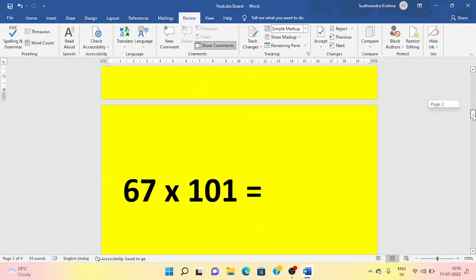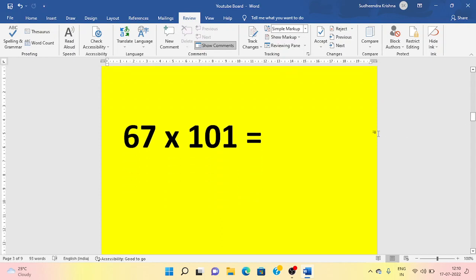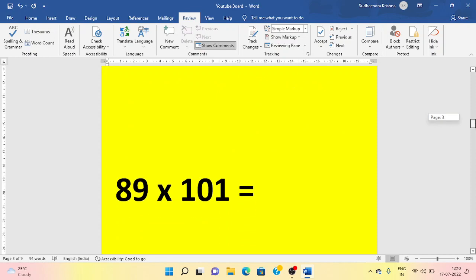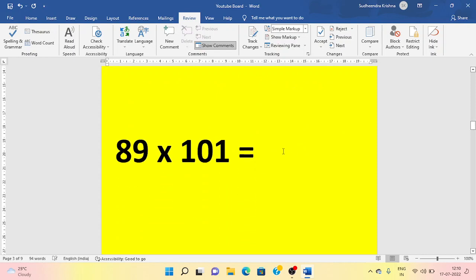Now let us go to another 2 digit number. 67. 67 into 101 is 6767. So 67 you type twice, you will get the answer. It's as simple as that. Now let us take another 2 digit number. You have 89. 89 into 101 is equal to 8989. It's as simple as this.